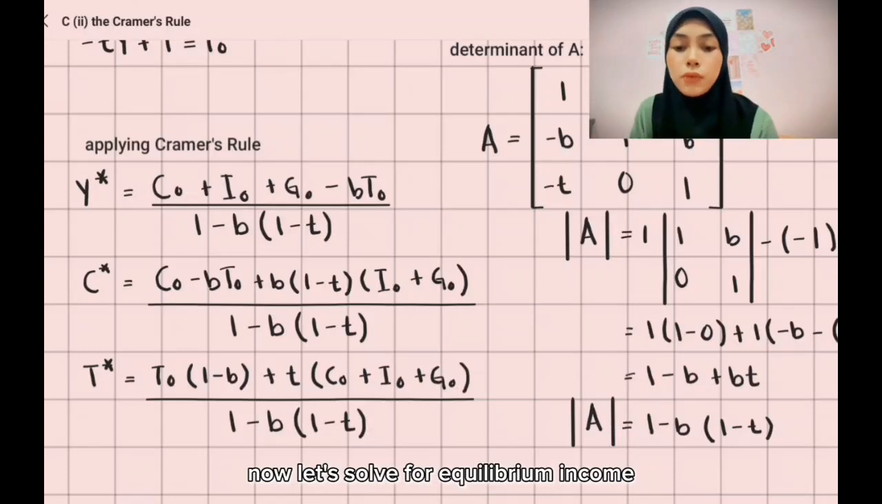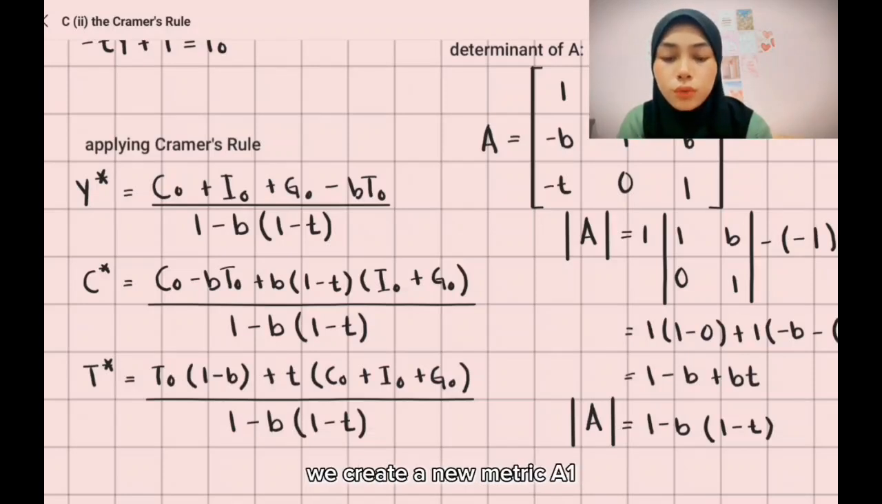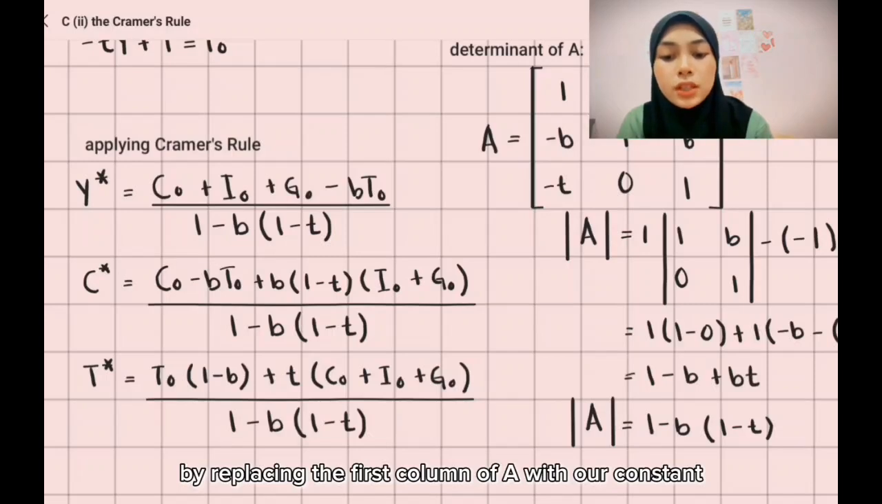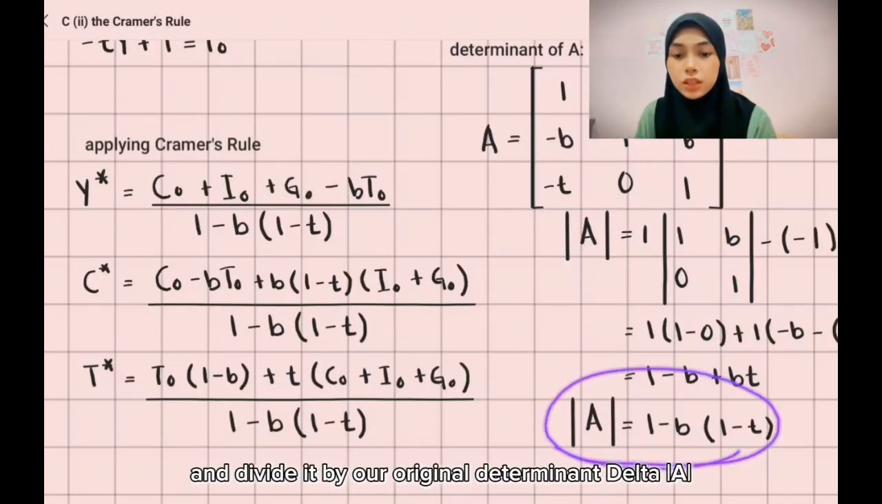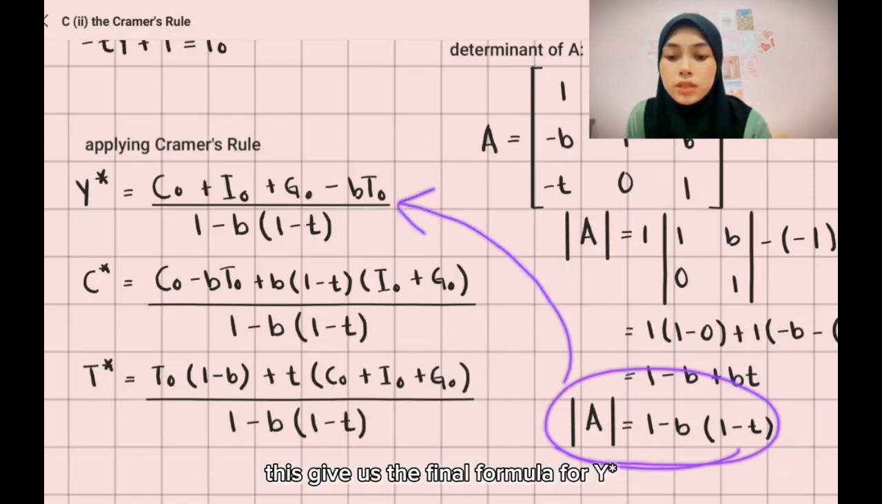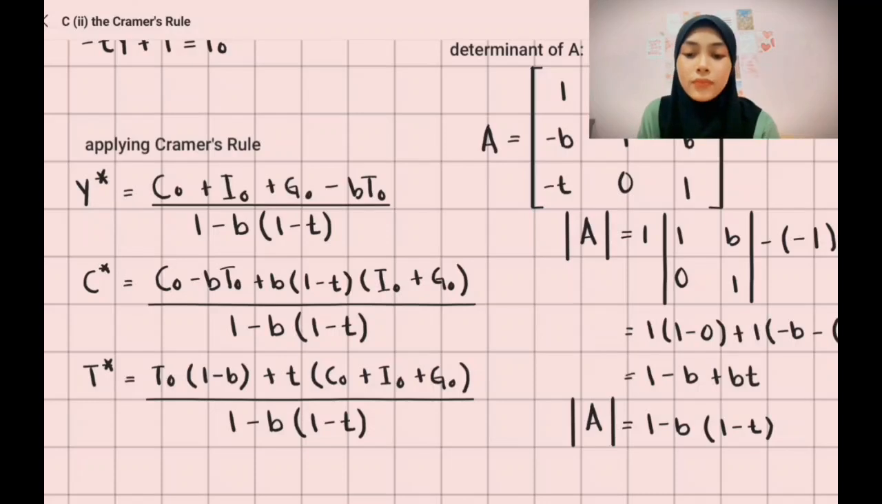Now, let's solve for equilibrium income Y star. According to Cramer's rule, we create a new matrix A1 by replacing the first column of A with our constant vector D. We calculate the determinant of this new matrix and divide it by our original determinant delta. This gives us the final formula for Y star. This represents the total level of income where the economy is in balance.